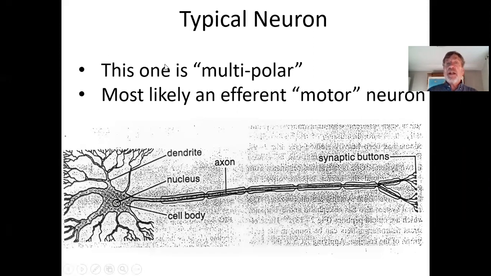Okay? This one here is multipolar, meaning it has many arms. A long arm here and many small ones here. Neuron fibers that look like this are called multipolar, and these are usually efferent motor neurons. In other words, they come from the brain, from the spinal cord, to the muscles. And that's what efferent motor neurons do. They control muscles and glands. Okay? Afferent neurons don't have that kind of a shape. They are bipolar. We'll show you one of those later.